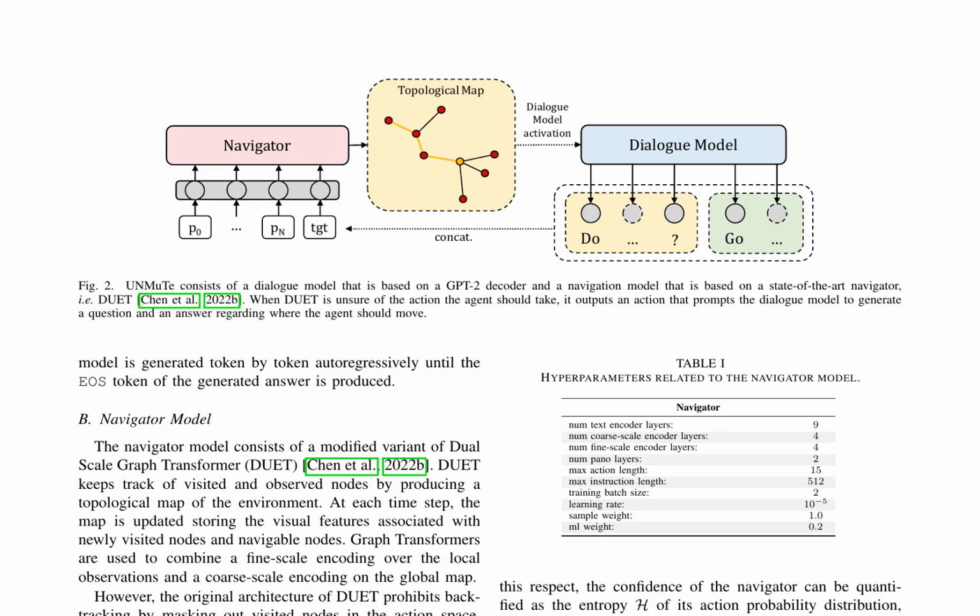The navigation model is a modified variant of dual-scale graph transformer, Duet, that keeps track of visited and observed nodes by producing a topological map of the environment. The model is modified to account for backtracking behavior in human-generated trajectories. The prediction of the next location considers an action space comprising all possible navigable nodes in the graph, including a stop action. The dialogue model generates question and answer pairs when the trajectory to the target is not clear.